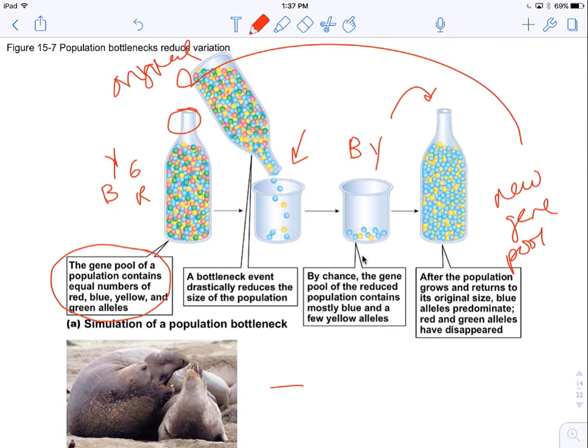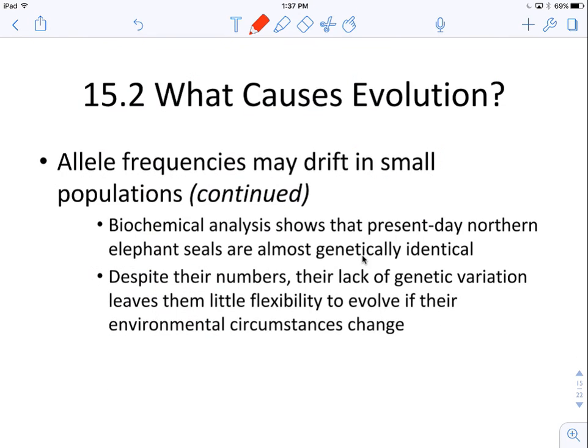All right, and there's our friends, the elephant seal. Now when this happens, it really can affect the genetic diversity, obviously, if we're completely eliminating alleles. Biochemical analysis shows that present-day northern elephant seals are almost genetically identical. Despite their numbers, they lack genetic variation, and this is going to affect their ability to evolve if their environmental circumstances change. We better hope that the elephant seals start getting mutations like crazy.